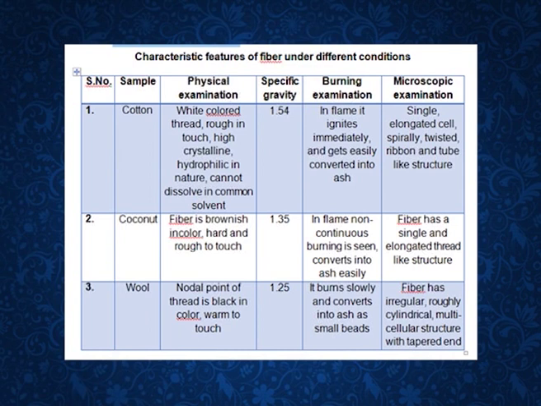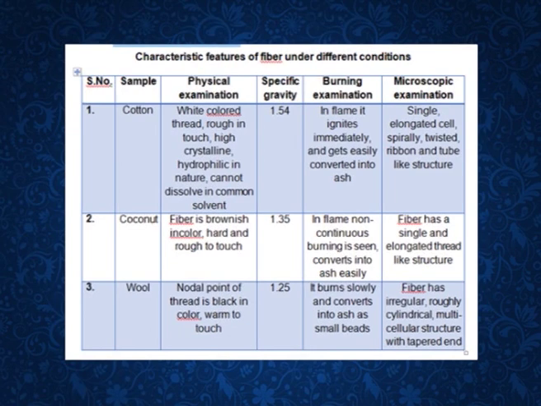Coming to wool. Now the nodal point of the thread is black in color, which is warm to touch. With a specific gravity 1.25, it burns slowly and converts into ash as small beads. On microscopic examination, we see that the fiber has irregular, roughly cylindrical, multicellular structure with tapered ends.